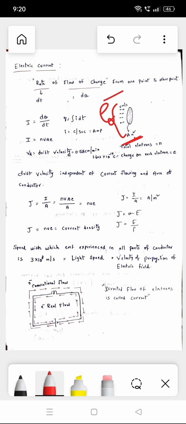అంటే అప్పుడు ఎలక్ట్రిక్ కరెంట్ ఏమవుతుంది? I is equals to n into v into a into e, where n is the number of electrons here, v is the velocity with which it is flowing, a is the area of cross section, and e is the charge of electron. This is also an electric current. That means you can define electric current in two ways. ఎలక్ట్రిక్ కరెంట్ మనం రెండు రకాలుగా చెప్పచ్చు.